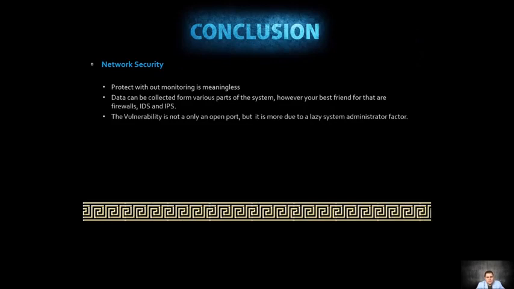And here we reached our conclusion. First of all, I want you to make sure that without monitoring, it's meaningless to try to make anything secure. Remember, your best friends are firewall, IDS, and IPS, collecting the data from there. This is where you get all your data to work on data-driven cybersecurity. A vulnerability is not only open source. It's actually a lazy administrator who didn't do his or her work.